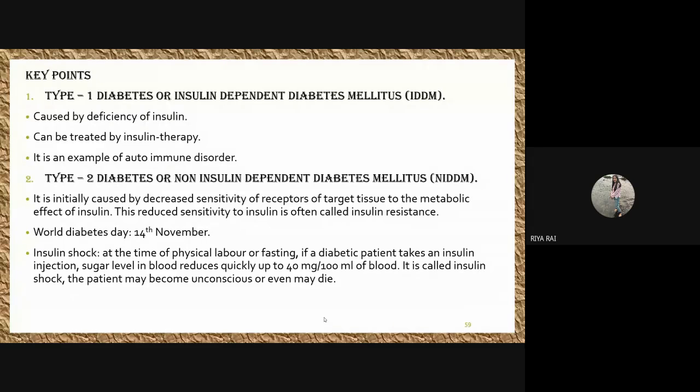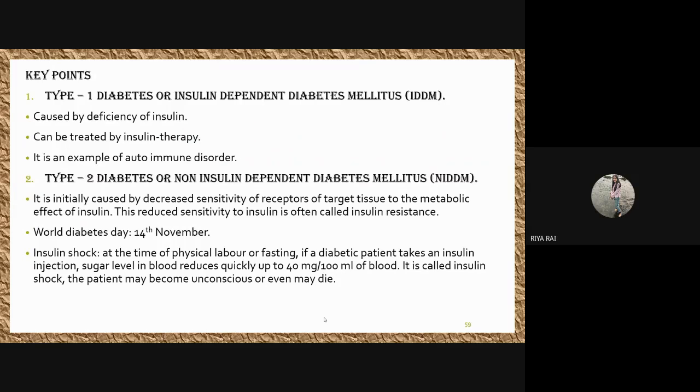The next type is type 2 diabetes, or non-insulin dependent diabetes mellitus. It is caused by decreased sensitivity of the receptor of the target cell to the metabolic effect of insulin. In this, the insulin is formed in the proper amount, but the problem is in the receptor of the target tissue, which is not able to accept the insulin or has decreased its sensitivity, due to which the insulin does not reach the target tissues. This is known as insulin resistance.